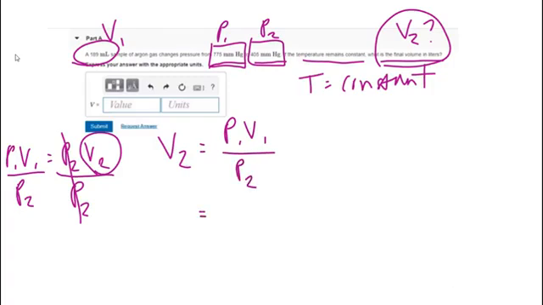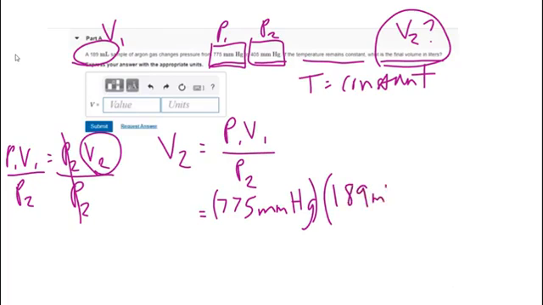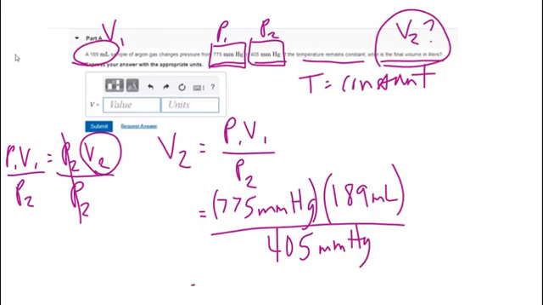So now we're just going to plug in what I'm given. My first pressure is 775 millimeters of mercury times V1, which is 189 milliliters, all divided by P2, which is 405. And if you plug that into your calculator, you should get 362 milliliters. And if we look, those two units cancel out and I'm left with milliliters.